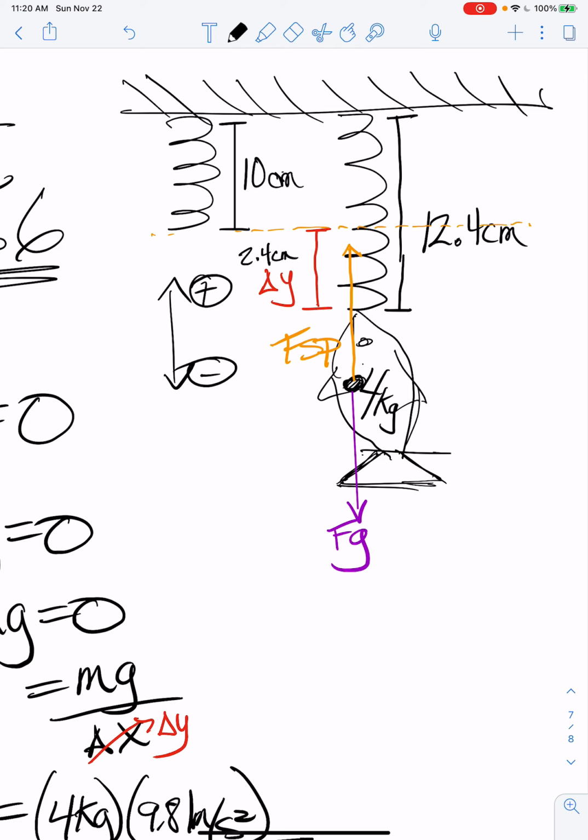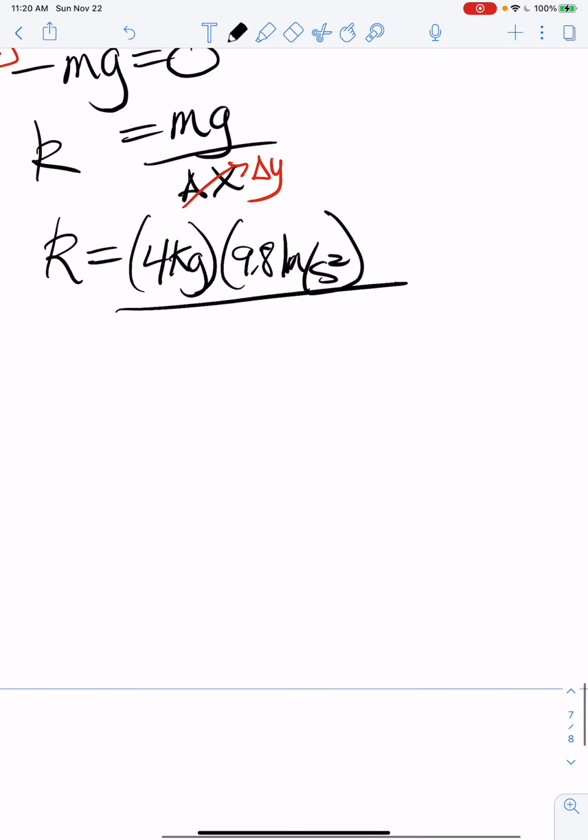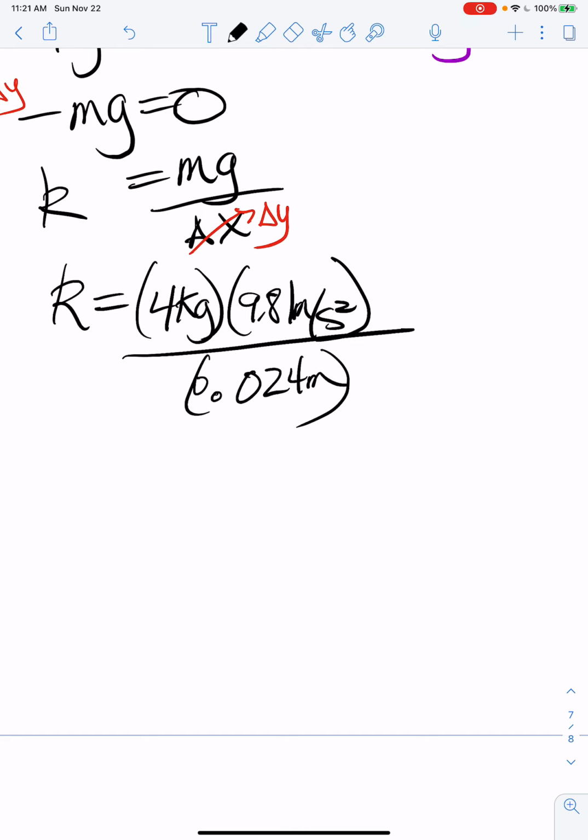We hate centimeters, so that's going to equal 0.024 meters. If you want to put the 0 out front as a placeholder, you can. 0.024 meters. Let's do the math here. It seems like we're going to get a large k. Let's see what we get. Wow, 1,635 newtons.